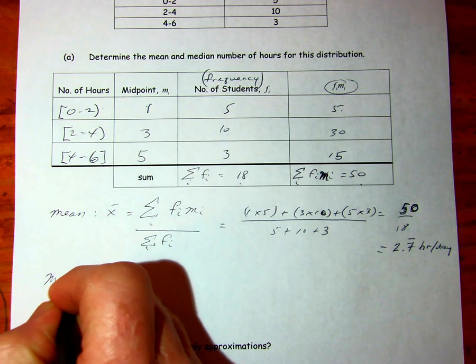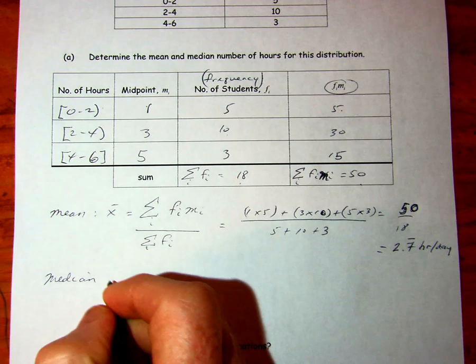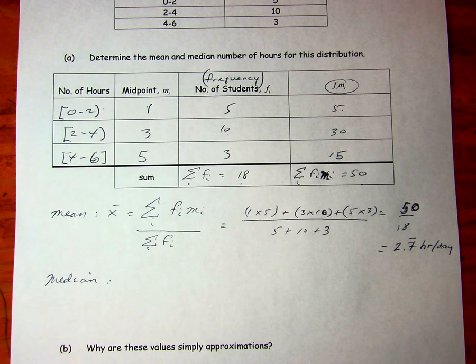The median. How do you calculate the median? Any ideas? What's the definition of median? The middle number? Okay. The middle value. How many kids are there? 18. So it's an even number. If it's an even number, you have to take the average of the middle two. Which are the middle two? Is it the 8th and 9th, or the 9th and 10th?